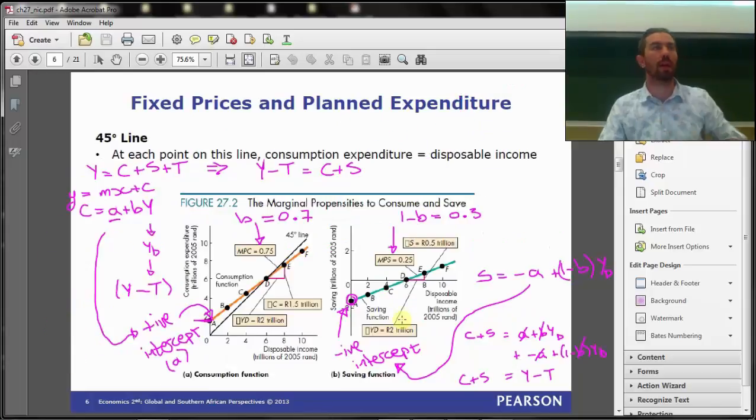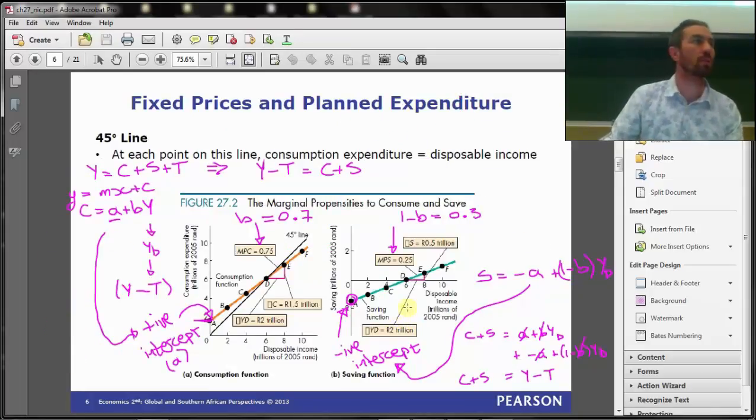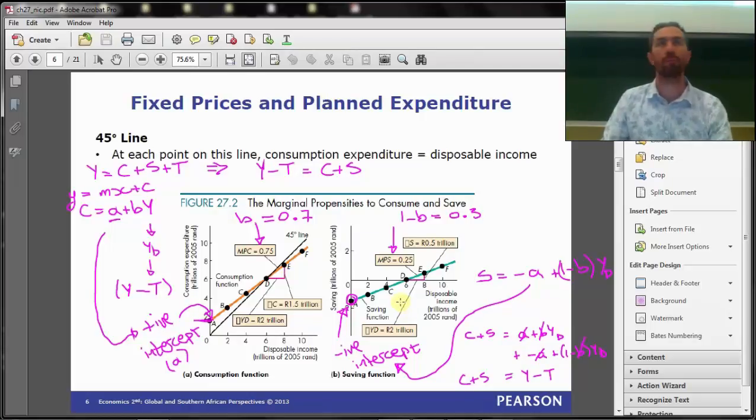Any questions on that diagram at this point that you want to raise? No? Okay.